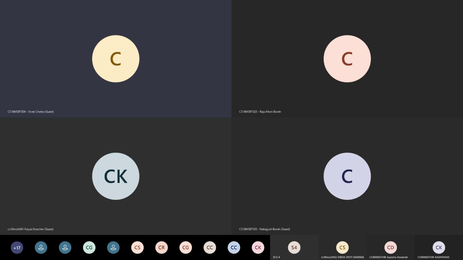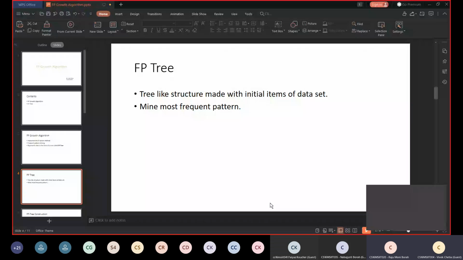Your screen is not visible. It's showing black. Really? Yes. Wait. Okay, my network is really bad. Is it now? Wait, hello? I guess it's coming up. Yes, now it is visible.